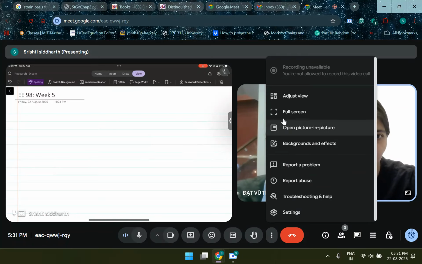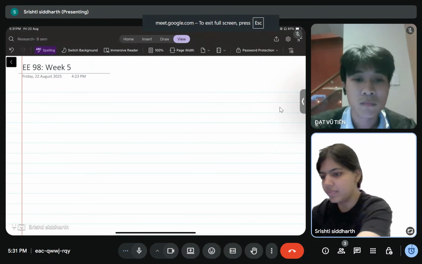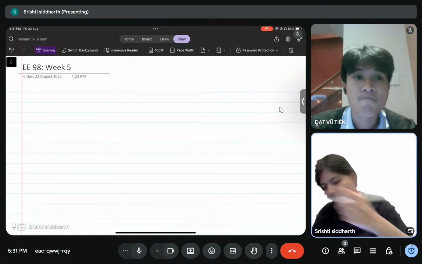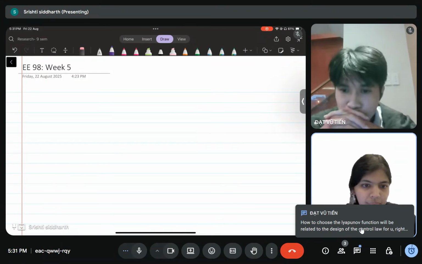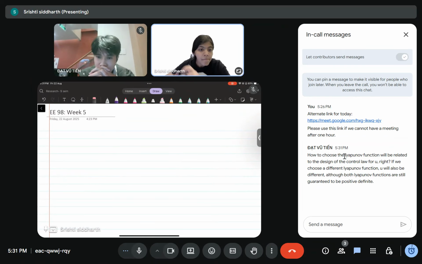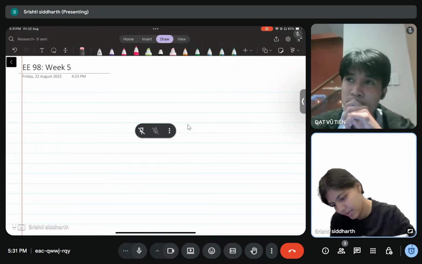So let's look at the overview of week 5. In any control design, you first have to select a Lyapunov function, and all the analysis after that depends on it. So let's begin.